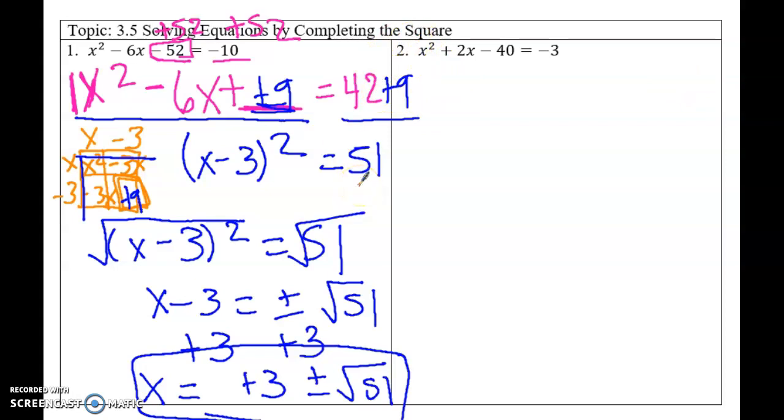So hopefully that was not too bad. We're going to do it again one more time. Remember, our first objective is we want to get these two terms by themselves, because this is our A term, this is our B term. So we've got to get rid of the negative 40. We're going to do that by adding 40 to both sides. So now I have x squared plus 2x is equal to 40 minus 3, which is 37.